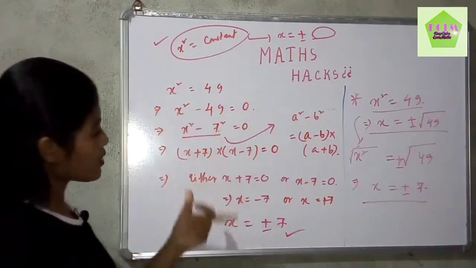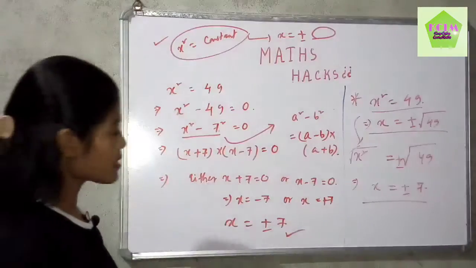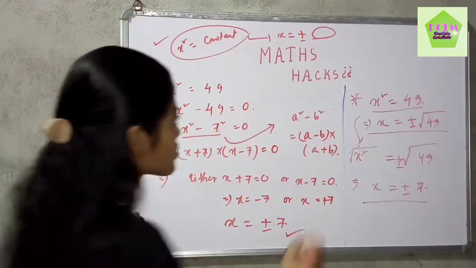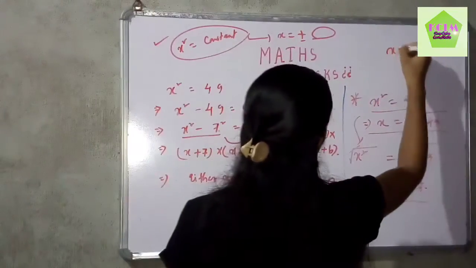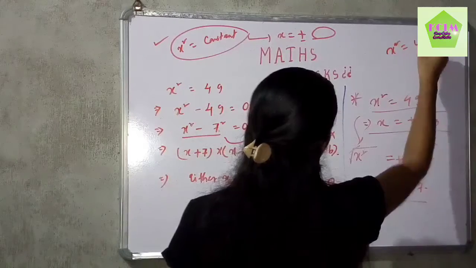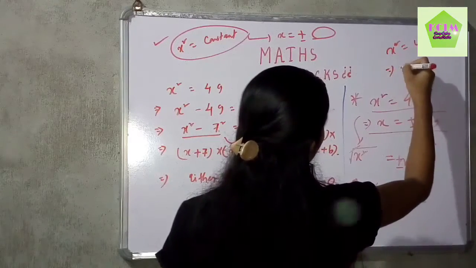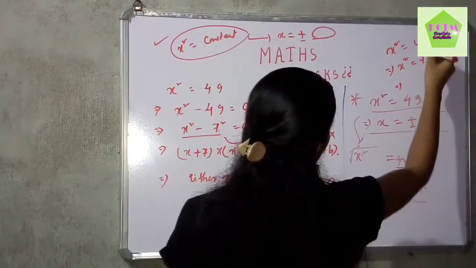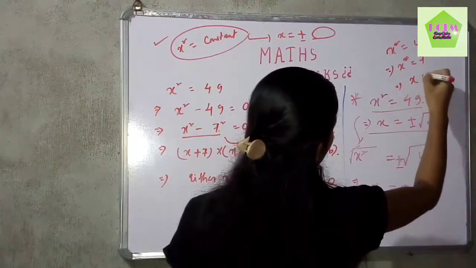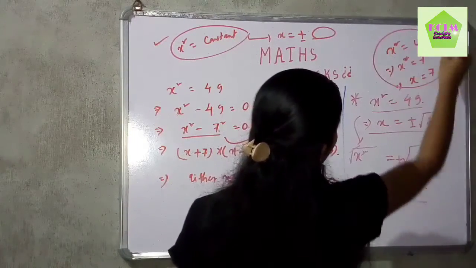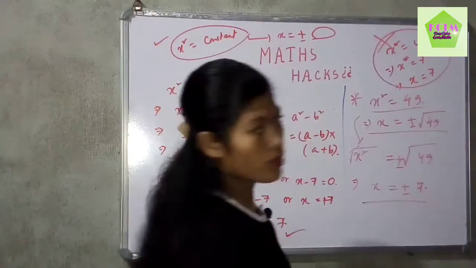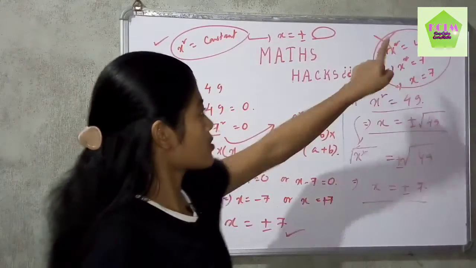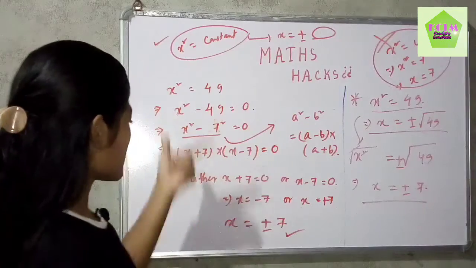If we don't know this, then we would miss a solution of x. If I write here that x square equals 7 square, square cancels out, then x equals 7. But this process is definitely wrong. This is wrong, but the right method is this.